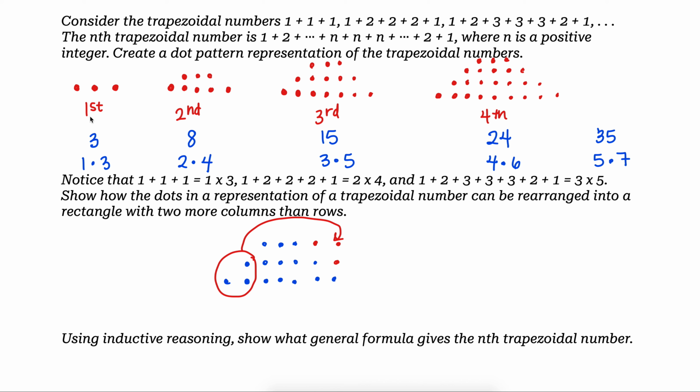So the first trapezoidal number is 1 times 3 dots. The second is 2 times 4 dots. The third is 3 times 5 dots. The fourth, 4 times 6 dots. The fifth, 5 times 7. So the nth would be n times n plus 2 dots. So that would be a conjecture, a generalization, not yet proven, but you're able to just see that by looking at these first few examples.